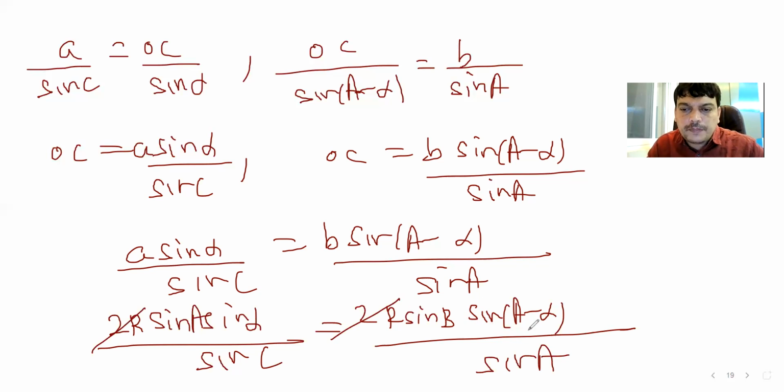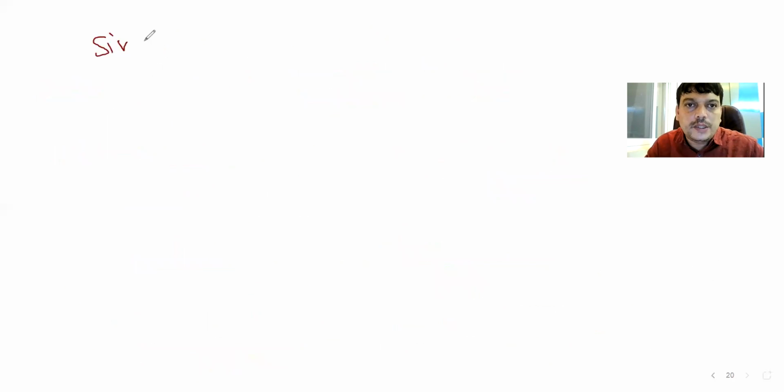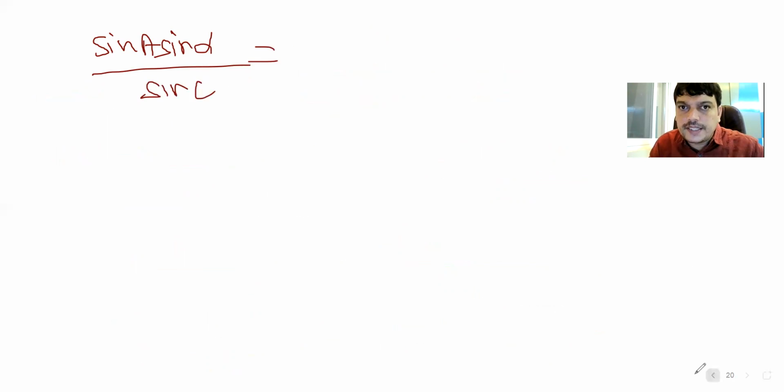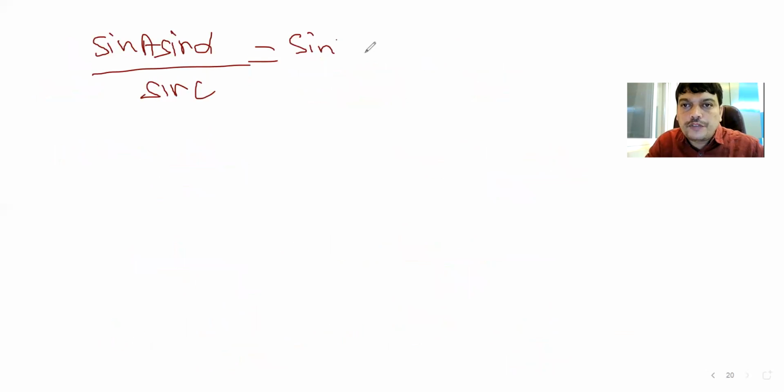So let us write this step once again and simplify it. So I'll just write in the next page. So we have sin A sin alpha by sin C, sin A into sin alpha by sin C వస్తుంది ఇక్కడ. What is the other side? We'll see. Sin B sin of A minus alpha by sin A. This is what we got.